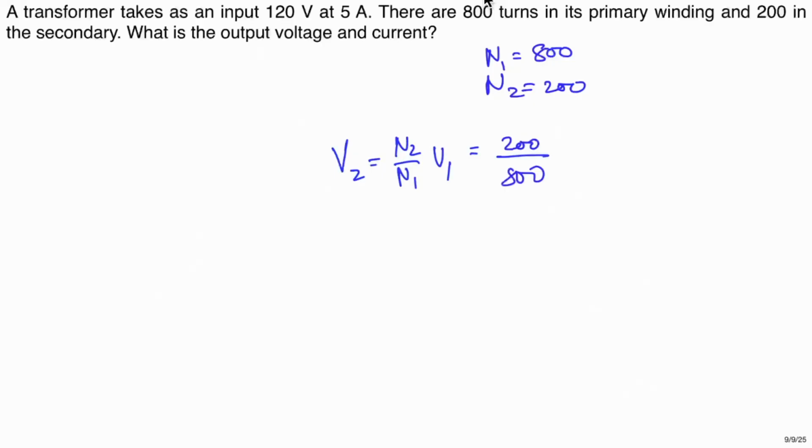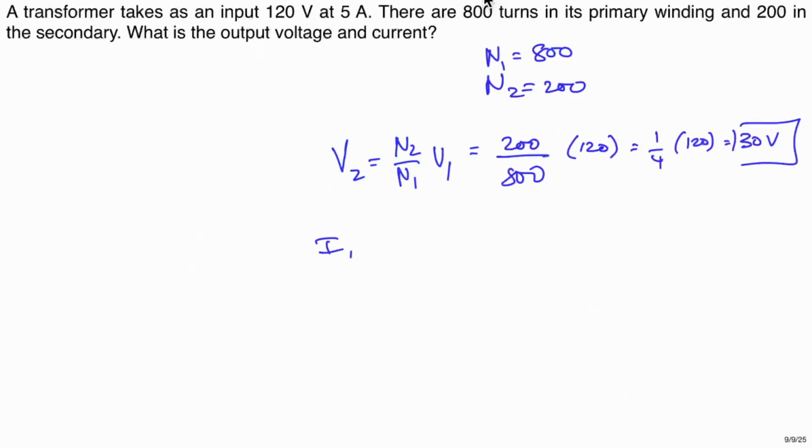What kind of transformer is this? Yeah, this is a step down, right? And it's stepping down by 1/4, isn't it? 200 over 800 is 1/4. And what's 1/4 of 120? 30 volts. Okay? The current, which originally was at 5 amps, right?